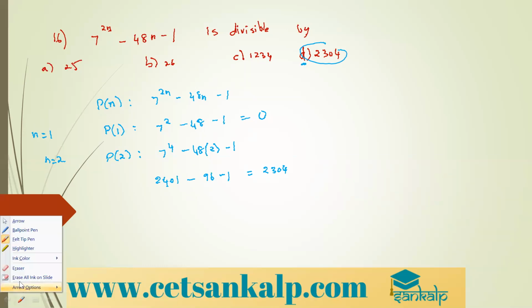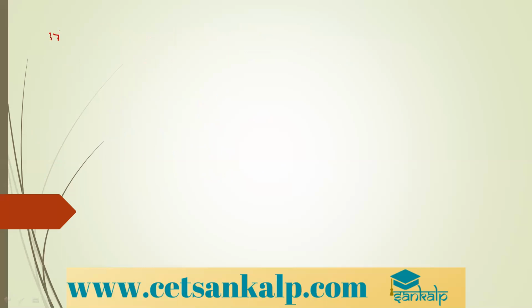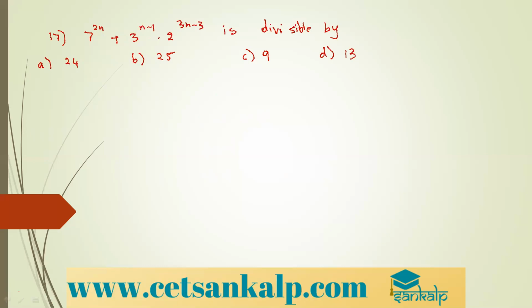Next, we will go to question number 17. Question number 17: 7 power 2n plus 3 power n minus 1 into 2 power 3n minus 3 is divisible by which number? As per the options, it can be 24, it can be 25, it can be 9, it can be 13.